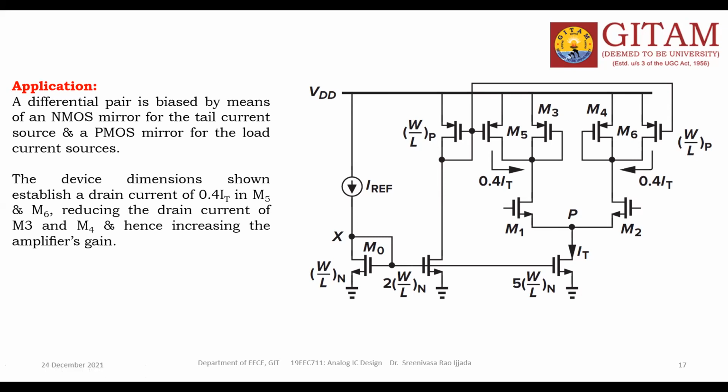The device dimensions shown establish a drain current of 0.4 times IT in M5 and M6, here and here. This reduces the drain current of M3 and M4, and hence increases the amplitude. By this way, the current flowing in M1 and M2 is reduced, therefore the gain is increasing. That point we already discussed in the previous two classes.